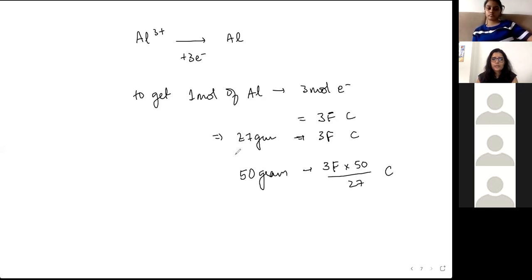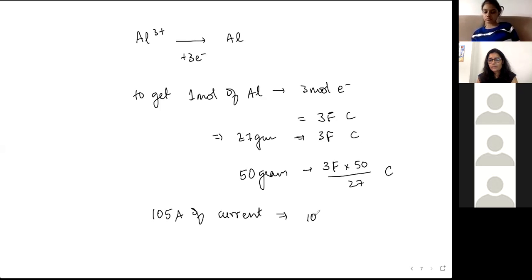Now coming back to the next part of the question, you are sending 105 amperes of current, which means that you are giving 105 coulombs in 1 second. But you need these many coulombs. So we'll substitute these values in the formula. T is equal to Q by I. Correct. So 3F into 50 by 27.